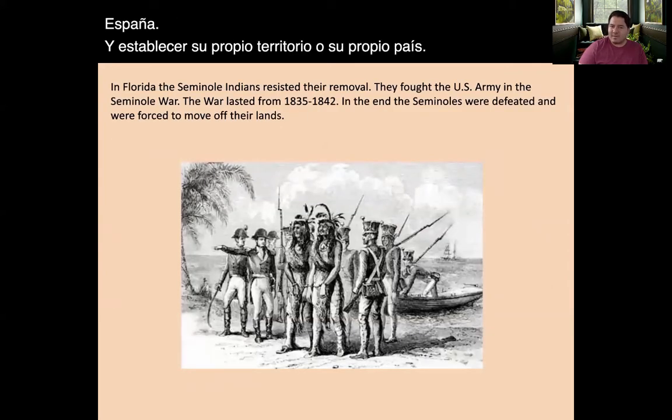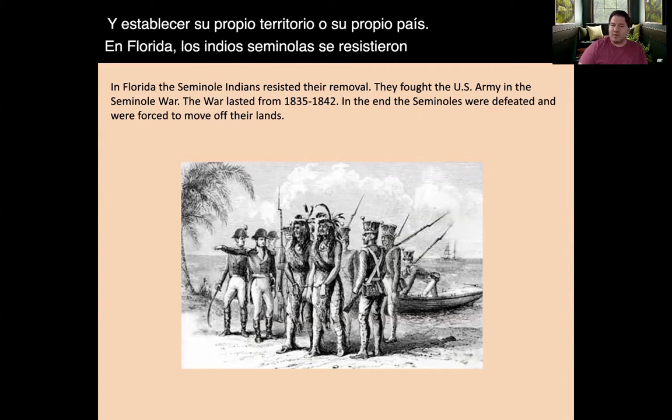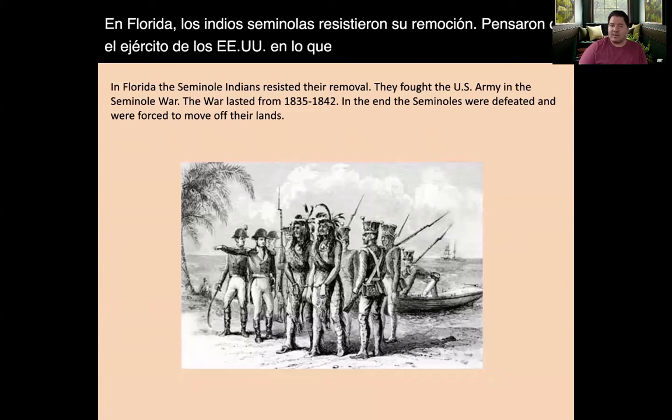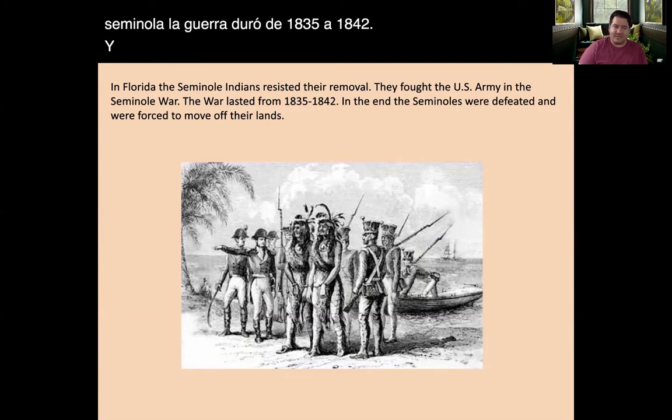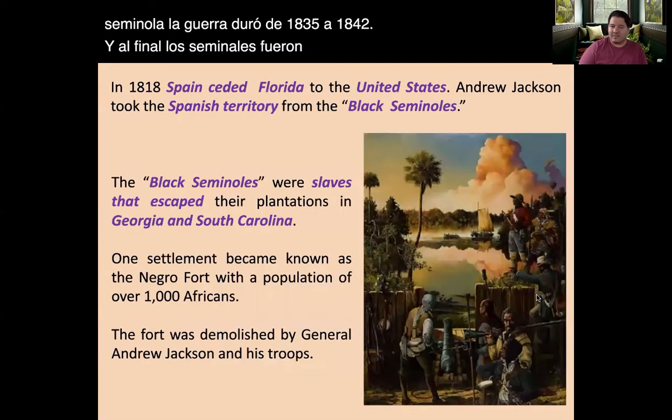In Florida, the Seminole Indians resisted their removal. They fought the U.S. Army in what would become known as the Seminole War. The war lasted from 1835 to 1842, and in the end, the Seminoles were defeated and forced to move off of their lands.